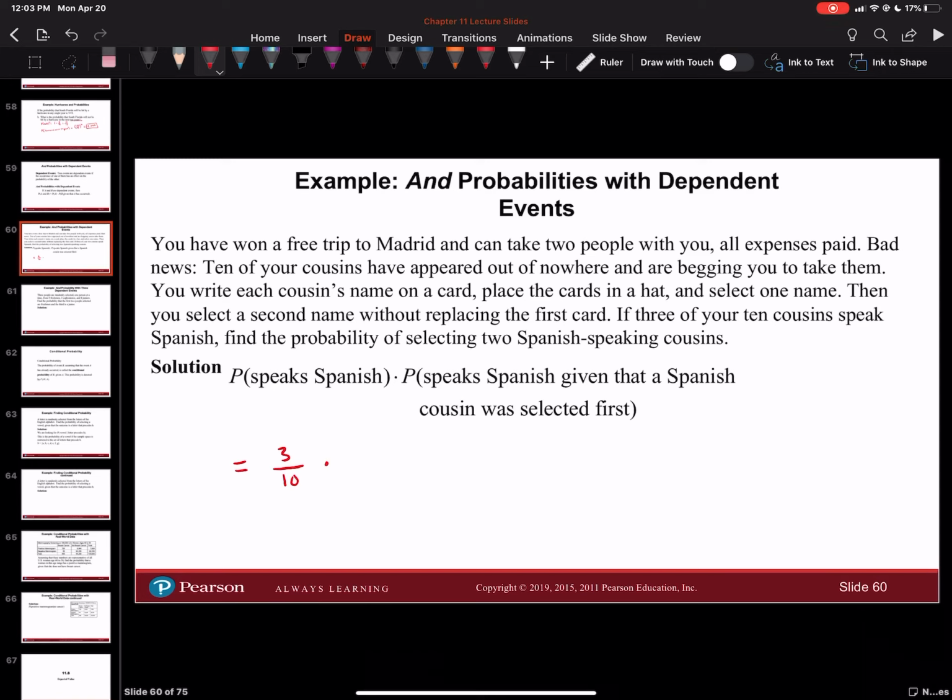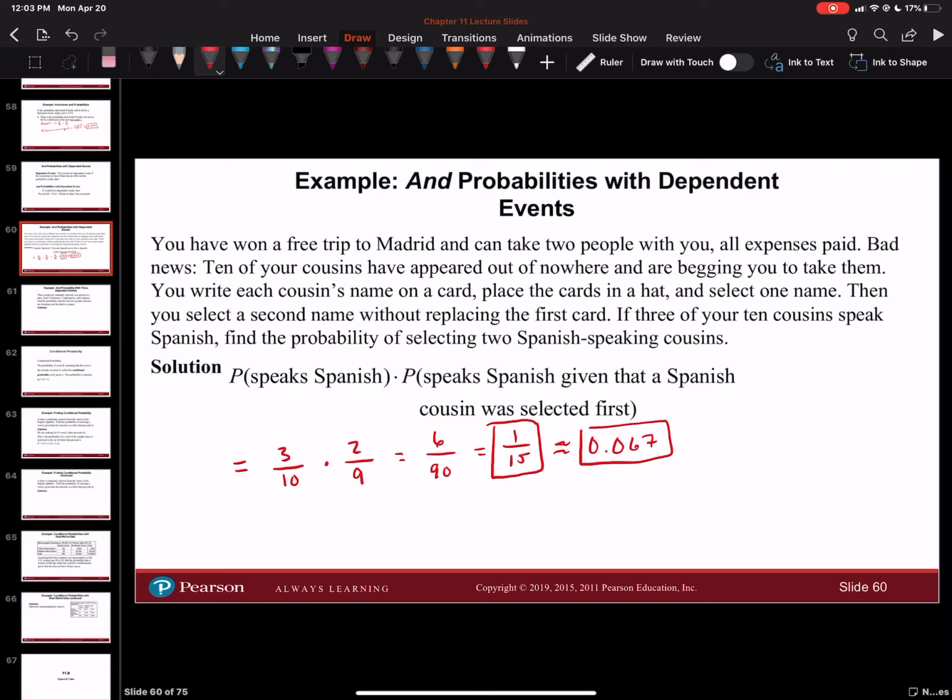Now the probability of B given A will be what? How many people should we have speak Spanish? 2 more. And how many people do we have left? 9. So when we multiply those 2 together, we get what? 6 over 90. And that reduces to 1 over 15. Now I'm going to give a rough estimate, and that would be 0.067. Now this is your decimal answer and this is your fractional answer.